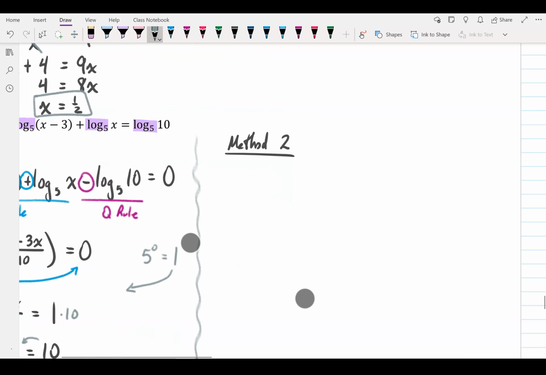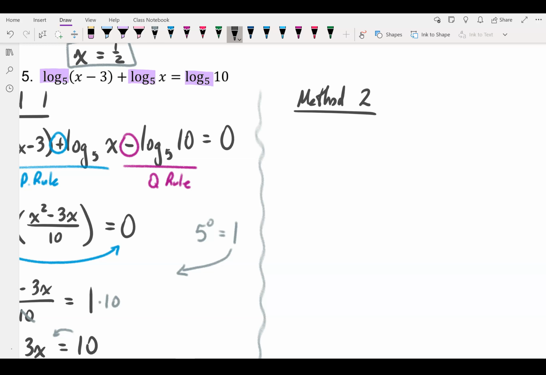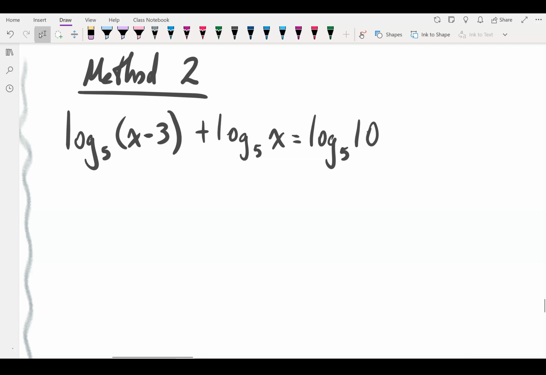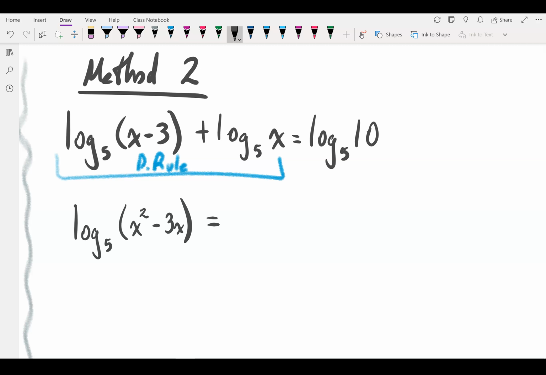Method 2, let me rewrite the question first so that we can zoom in a little. Okay, the same question, obviously, just rewritten. What we can do is, first off, use the product rule on this side. Product rule for logs, and see what we get. So that's what we would get on the left side. You just multiply them together, and this is what you see. On the right side, nothing changes, because it's already as simple as it can get.